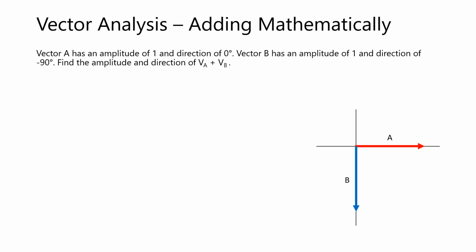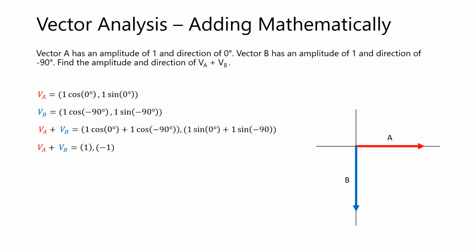So vectors have an x and y component. In vector A, the x component is the amplitude of the vector 1 times the cosine of the angle, which is 0 degrees. The y component is vector 1 times the sine of the angle, which is 0 degrees. In vector B, the x component is the amplitude of the vector 1 times the cosine of the angle, which is negative 90 degrees. And the y component is the vector 1 times the sine of the angle, which is negative 90 degrees.